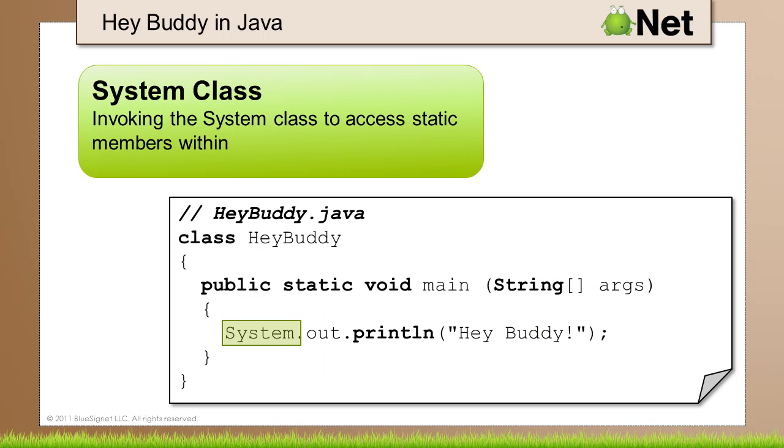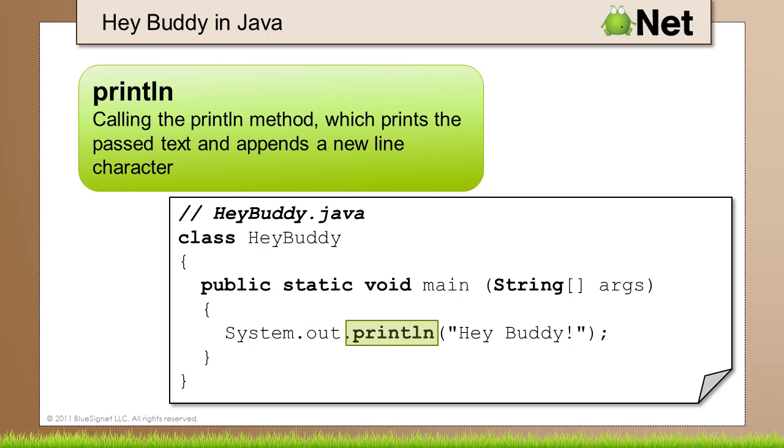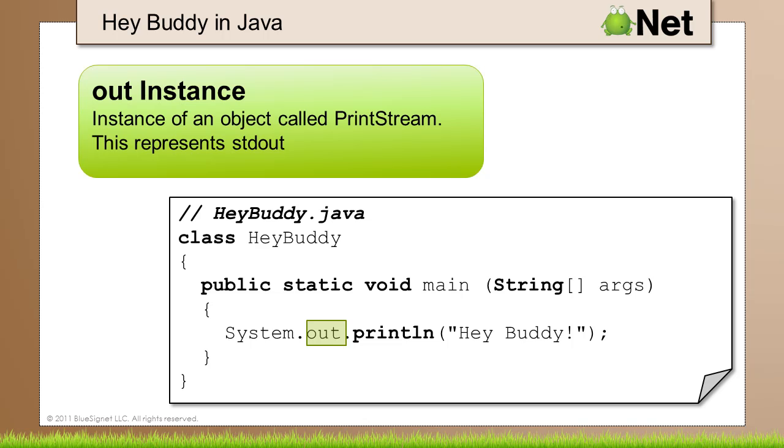Here we have the System class. Inside the System class are all kinds of members, instances or whatnot. We're going to be invoking the System class and its static member inside of it. The static member is a print stream, and it's called out. This replaces stdout, so it's like cout. It's a print stream object, similar to what we saw in C++.